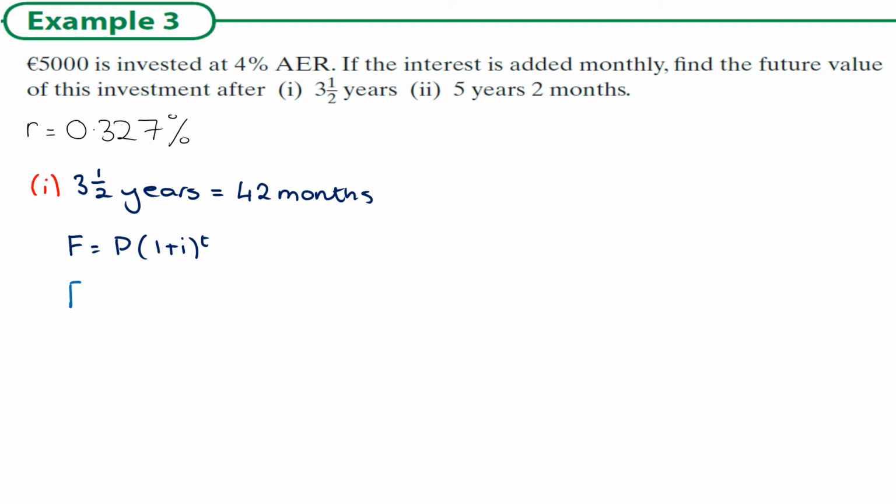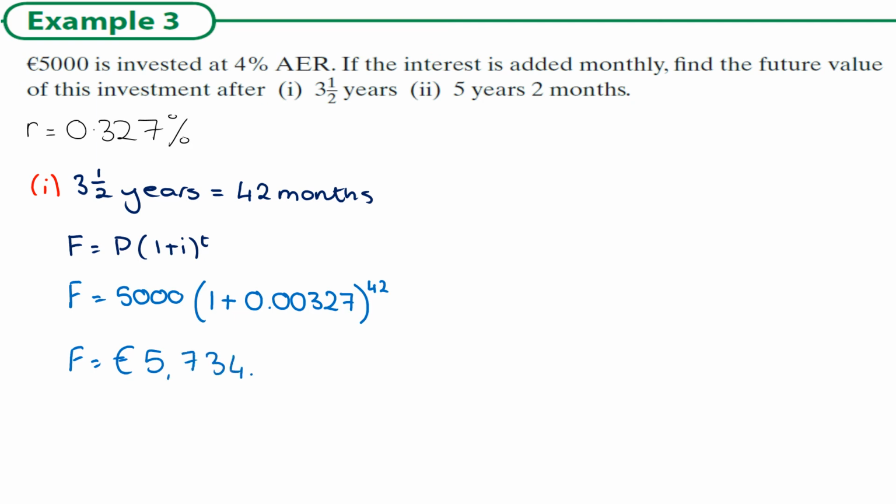So we get the future value is equal to 5,000 invested at 1 plus 0.00327, because remember it has to be in decimal form, and it's going to be for 42 months. That can go into the calculator. Remembering that this is money, rounding it to 2 decimal places unless we're told otherwise, and that works out as 81. So that's our future value.